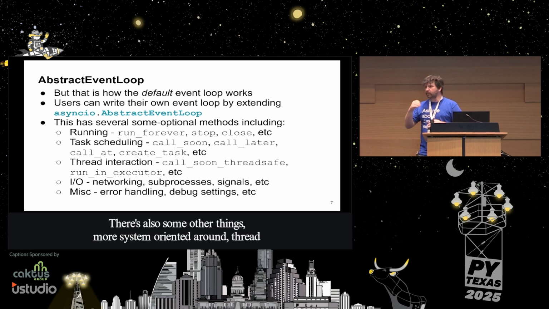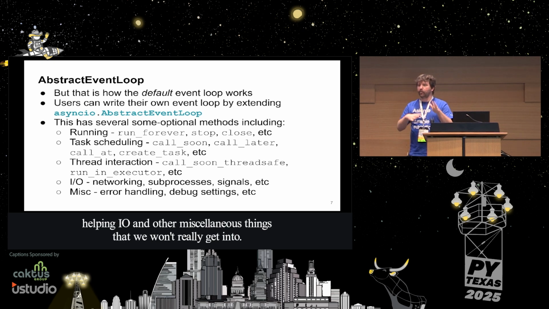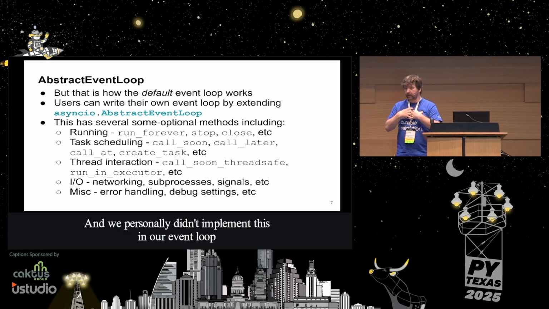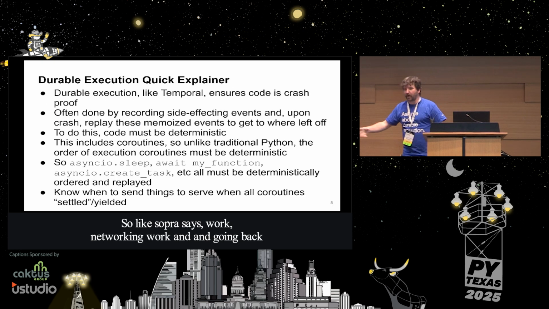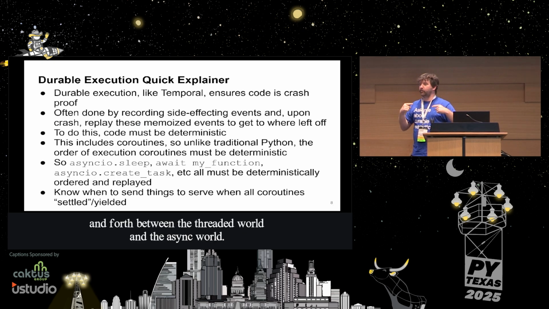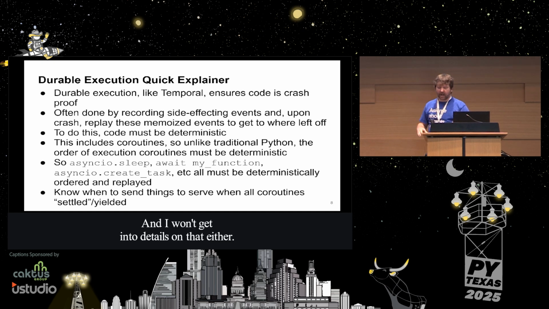There are also some other things more system-oriented around thread helping, IO, and other miscellaneous things that we won't really get into. And we personally, in Temporal, didn't implement this in our event loop implementation. But they're there to help for other asynchronous things, like subprocess work, networking work, and going back and forth between the threaded world and the async world. And I won't get into details on that either.